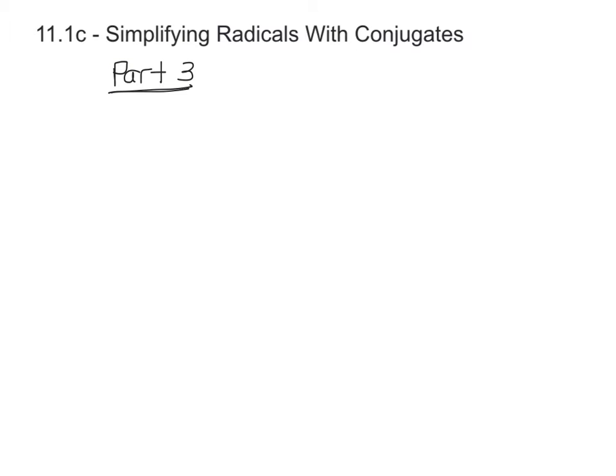All right, this is still 11.1. It's 11.1c, which is the third part of 11.1. There's quite a bit to know about simplifying radicals. And this one will be about radicals with conjugates. Before we get to conjugates, I'm going to review all the ways that you multiply with a radical.